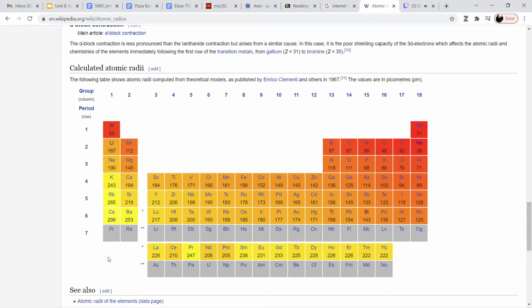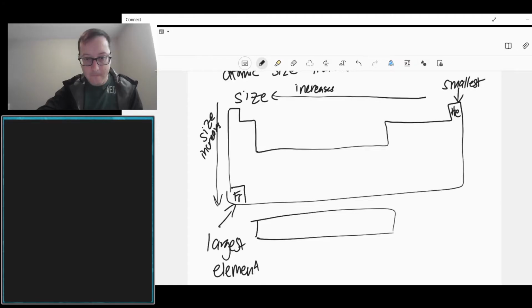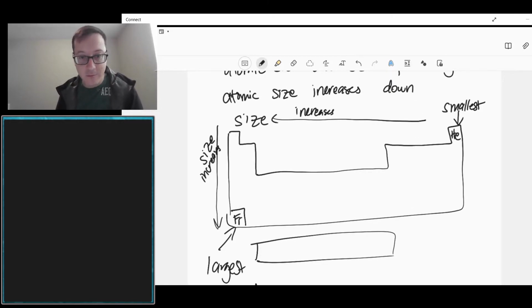So those are atomic radii for us. With those, let's talk about ionic radius now. These are just atoms, these are atomic radius. Let's switch back. Okay, cool. So these were atomic size, regular atoms. But let's see what happens when we make ions out of things.